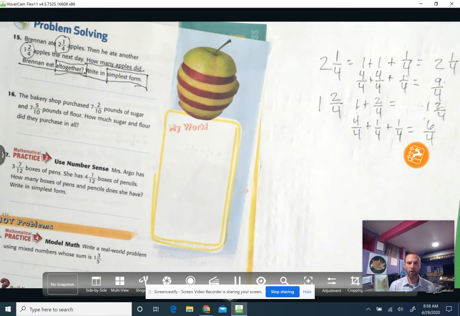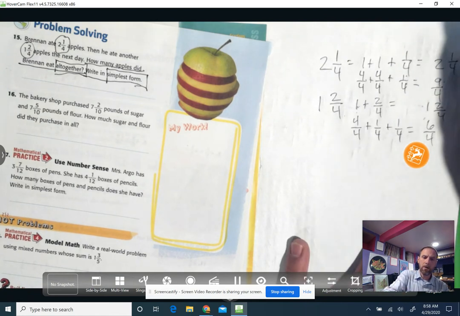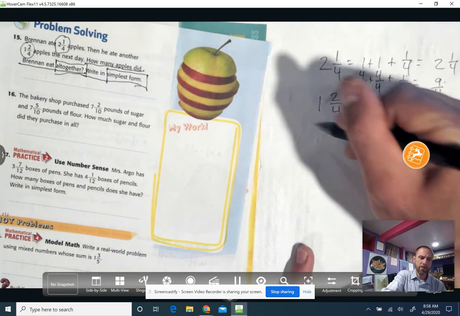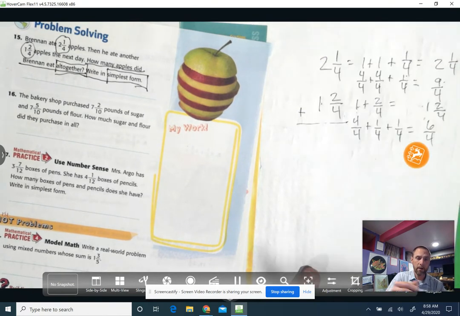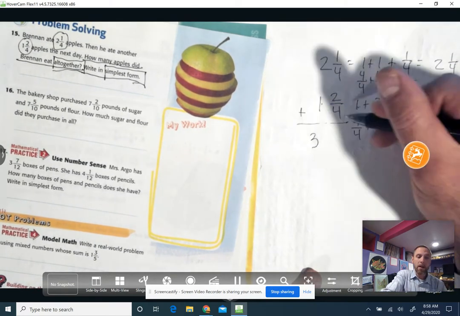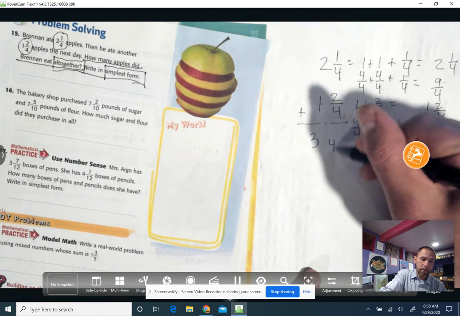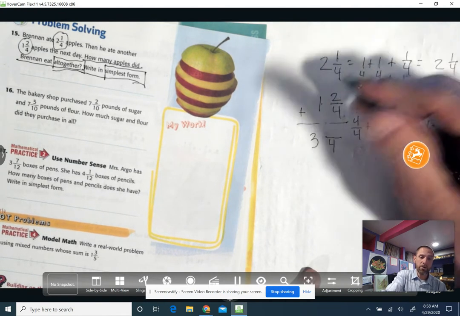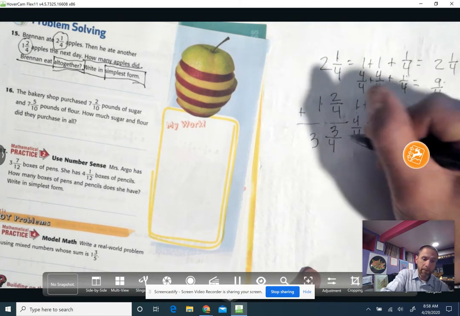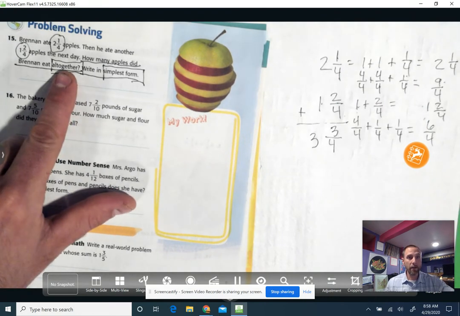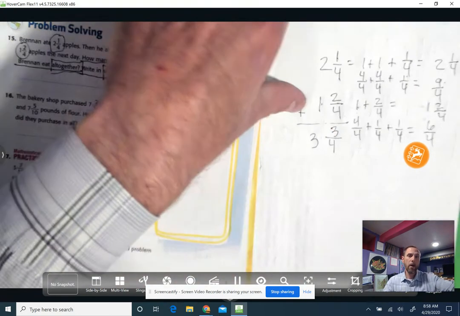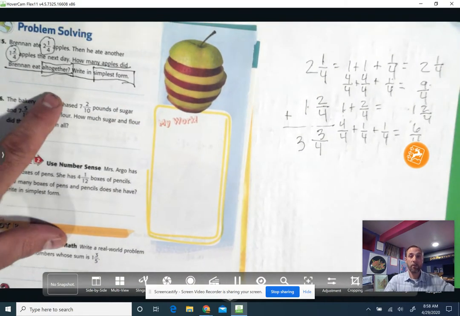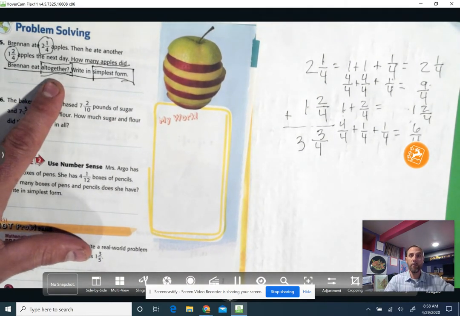Okay, now what does all of this mean? Well, 2 1/4 plus 1 2/4, we can add that up over here. 2 plus 1 is 3. Keep your denominators the same. 1 plus 2 is 3. All together, Brennan ate 3 3/4 apples. Okay, 3 3/4 apples between both days.